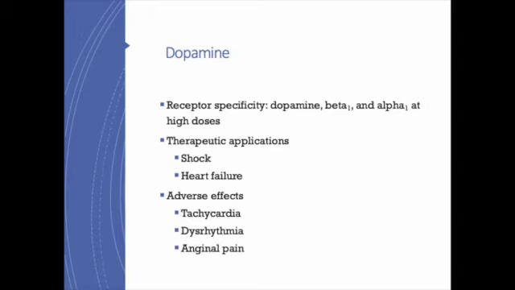Dopamine can also be used for heart failure. We know that with heart failure, we get a reduced perfusion to the tissues due to the reduced cardiac output. And dopamine can actually alleviate the symptoms by activating the beta 1 receptors in the heart, causing an increase in contractility and therefore increasing cardiac output.